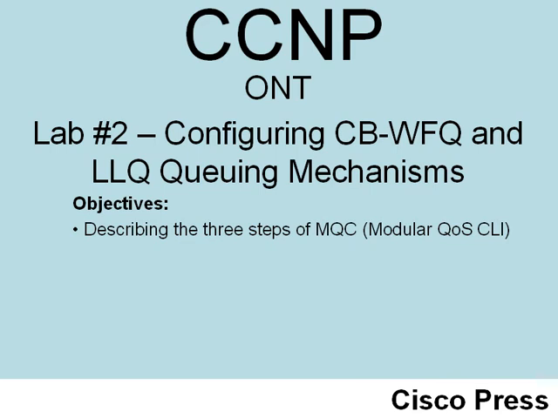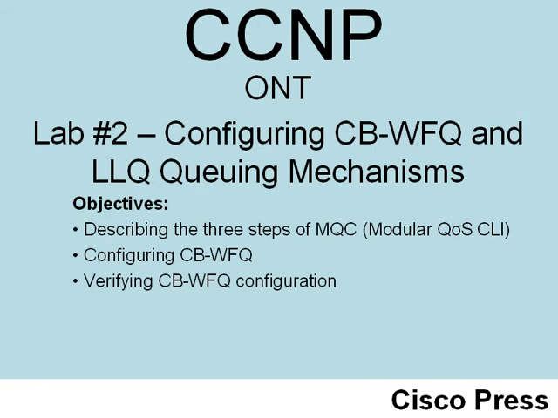And after we review the 3 steps of MQC, we're going to illustrate its use by configuring class-based weighted fair queuing and treating different graphics on the same web page differently, literally giving them a different amount of bandwidth. We're going to verify that our class-based weighted fair queuing configuration works as we expected it to, and then we're going to add a voice over IP call to the mix.